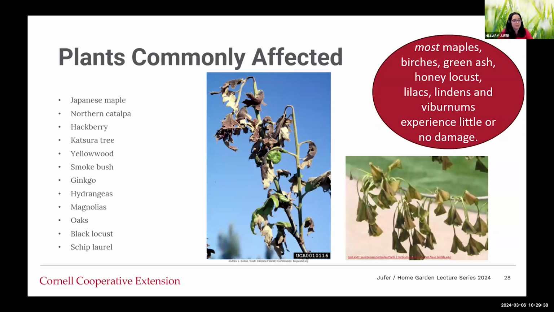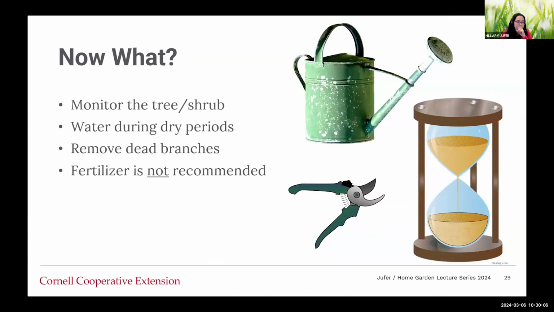So common plants affected: Japanese maple, I mean, there's a whole long line. Ginkgo, this is a ginkgo right here. And this is another oak. They have really good pictures because they're really good at doing this. But you know, there's a whole bunch of trees that this is common on. Most maples, birches, green ash, honey locust, lilacs, lindens, viburnum don't see much damage in these kinds of cases.